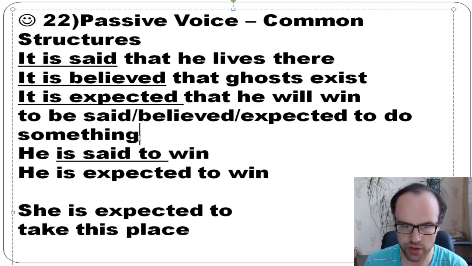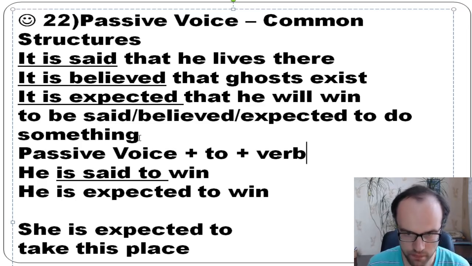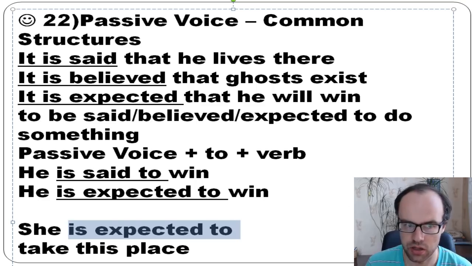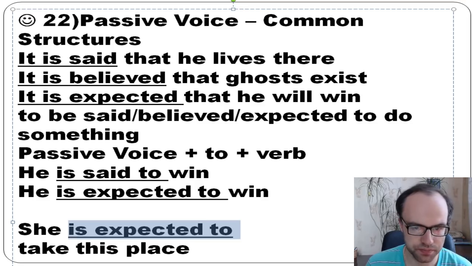Okay, so passive voice plus to plus verb. So I think that this grammar is new for you. So he is expected to win. Yeah, it means that other people expect that he will win. She is expected to take this place. Other people expect, yeah, that she will take this place. So interesting grammar. Good.